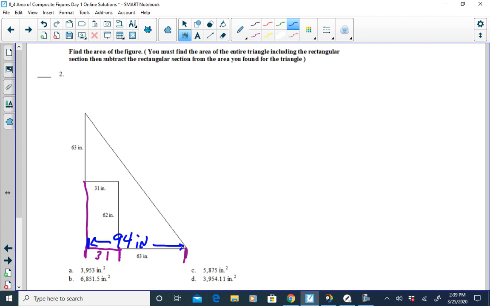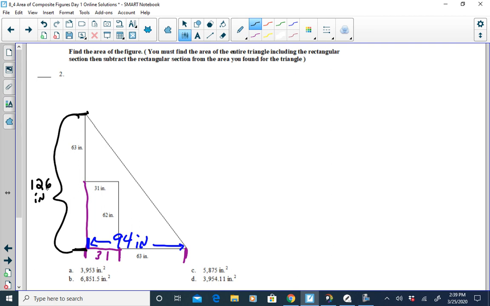But we also need the height of the triangle, which is the distance from here to here. We know that from here to here is 63, and we know that this segment is 63. So 63 plus 63 means that this distance here is 126 inches. You had to do that math before you did anything else. You had to find the lengths of those segments.